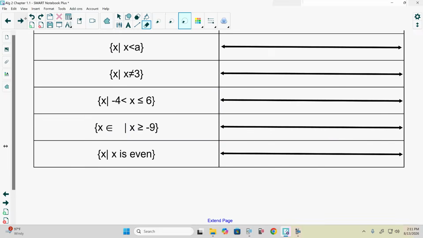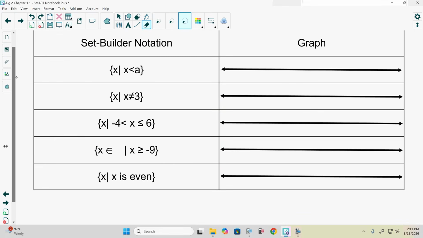So how does that look? Well, we have some examples here. So the first one, again, it looks like we've got some complicated mess up here. Brace X bar, X is less than A. So this first part here, the brace X bar, we're saying the set of all real numbers X, such that X is less than A. So we're saying whatever A is, all the numbers less than it is the set of numbers we're talking about.